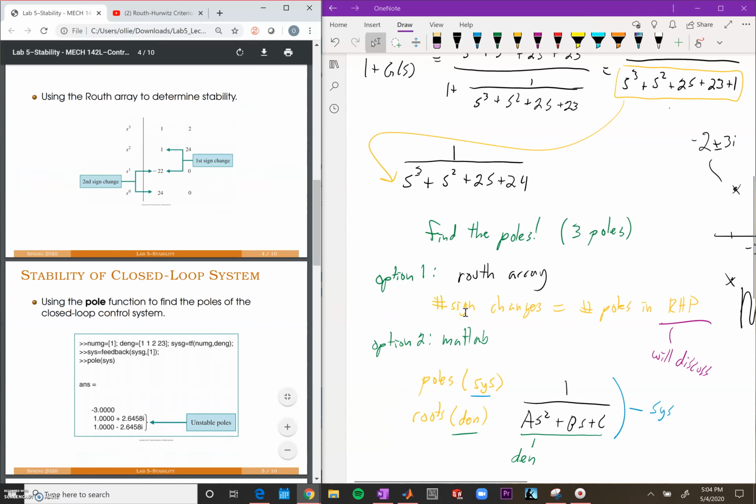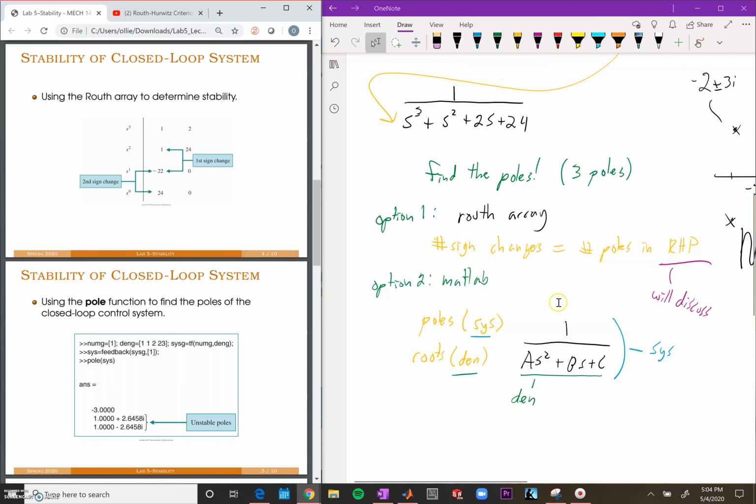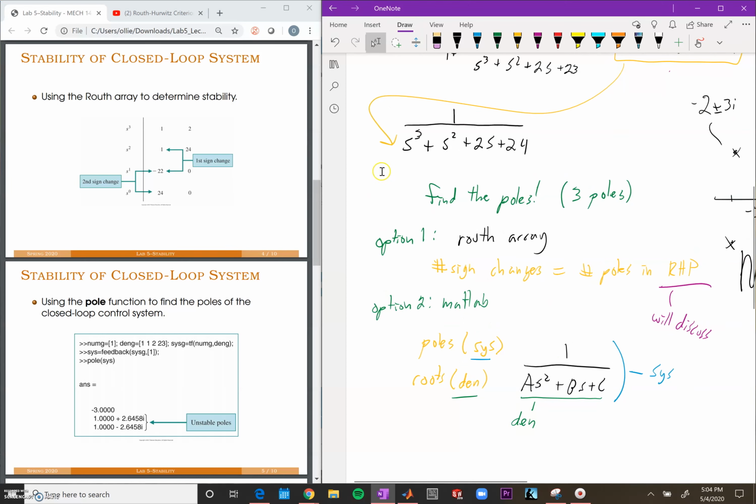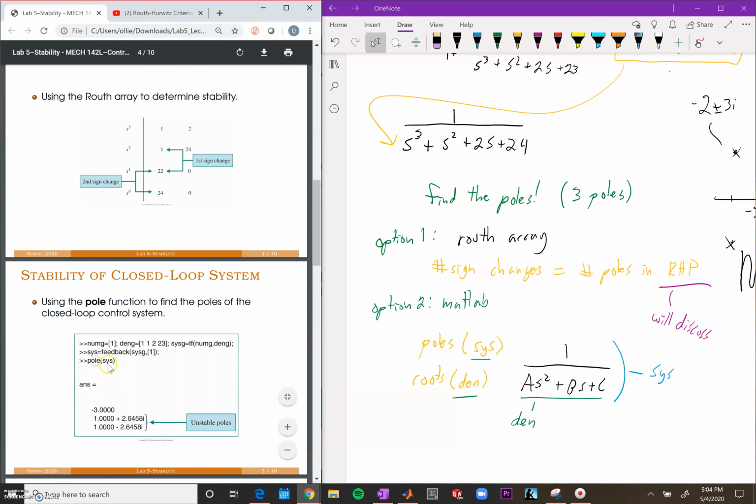Now the second way to do this is in MATLAB. So if we know the open loop transfer function, we can say the poles of this are going to be the poles of this. We just use the pole function. We input our system, and here are the poles. And as expected, we have 2 poles in the right half plane.